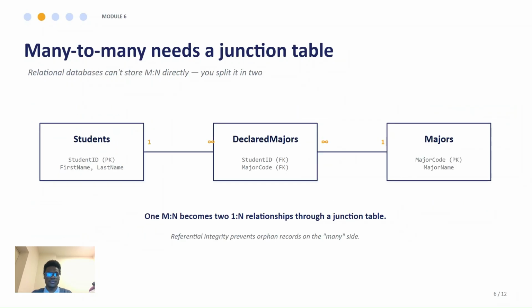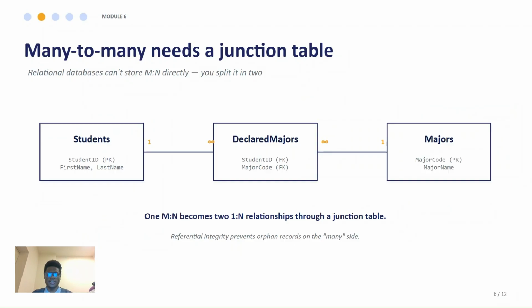And now you have different types. For one, you have a many to many, which needs a junction table. Relational databases can't store M:N directly. You split it in two. So you have your students here, that's one. Your declared majors, that's many. Into majors, that's many.